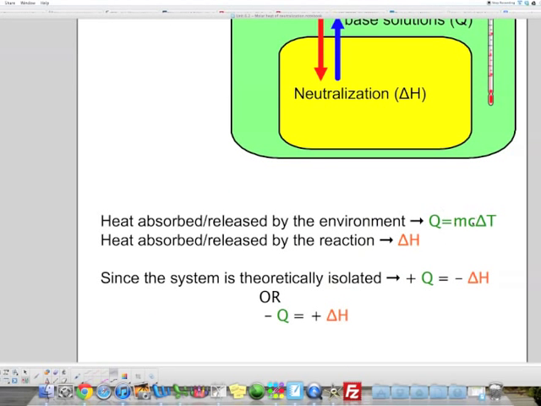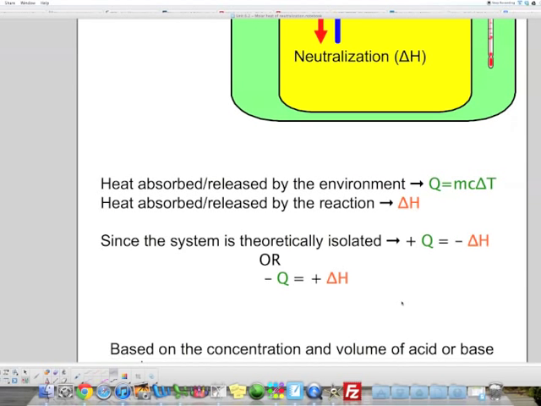Again, we're using Q equals MC delta T for the environment. So based on how much water I have, specific heat capacity of the water, and its variation of temperature, I can determine how much energy the water or the environment gained or lost. Now, because normally these reactions occur in an isolated environment, we can say that whatever energy the environment absorbed or released, it should be equivalent to the amount of energy that is involved in the reaction. So we have again plus Q is equal to minus delta H, or minus Q is equal to plus delta H depending on the case.